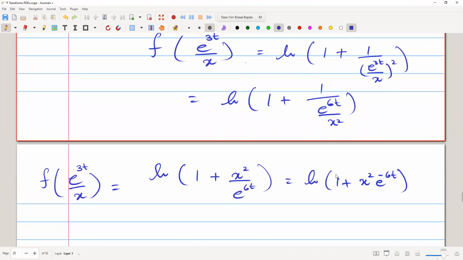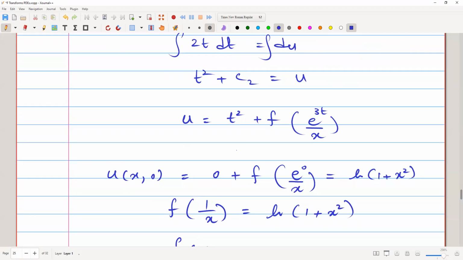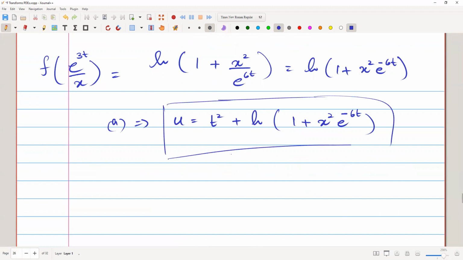Also we can now substitute this into this equation. Actually we need f of e to the power 3t over x to solve this problem. So let's call it equation A. So plug in the value in equation A. We will get u equals t squared plus ln(1 plus x squared e to the power negative 60). So in this way we can solve the problem.